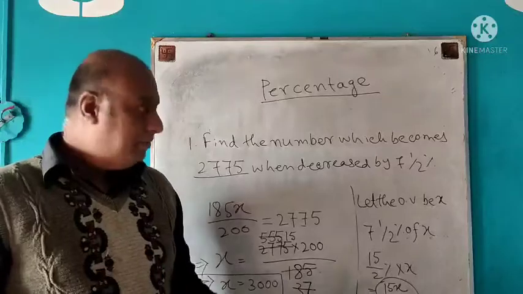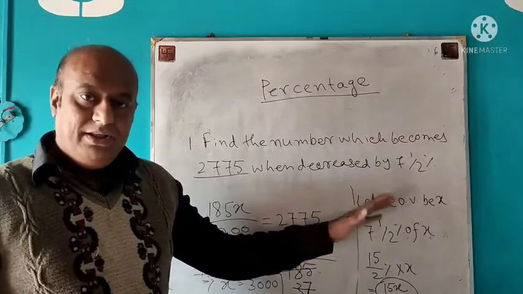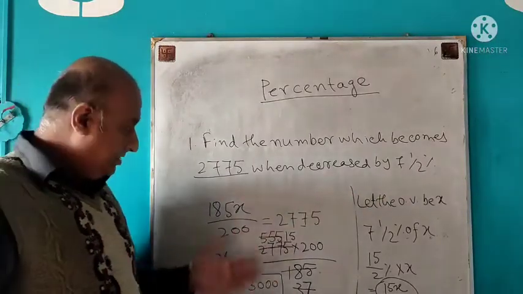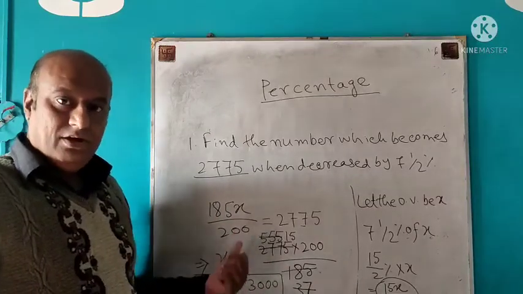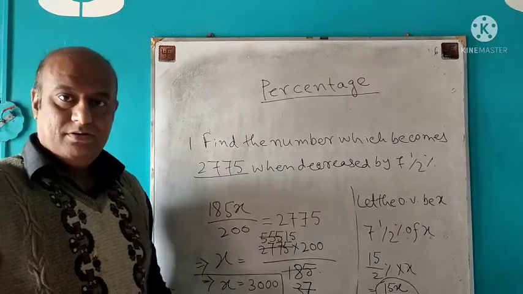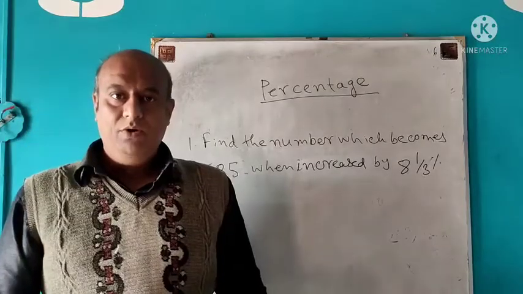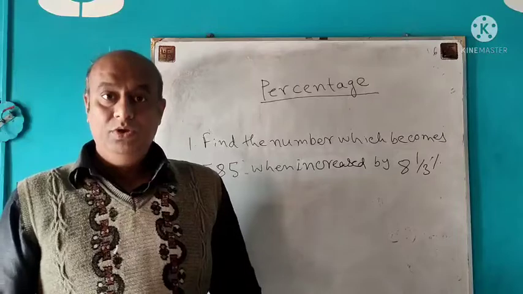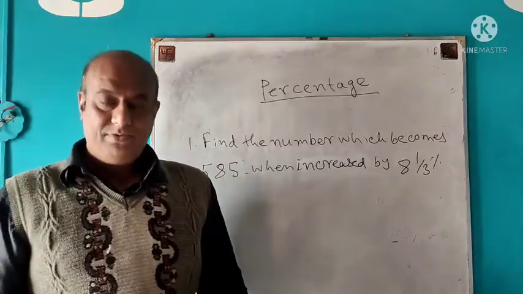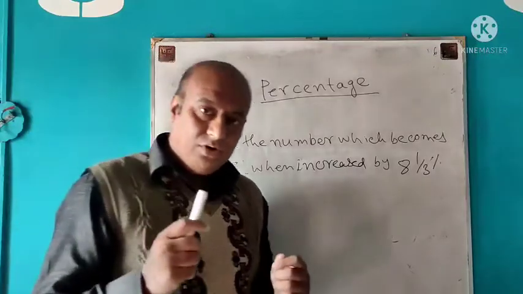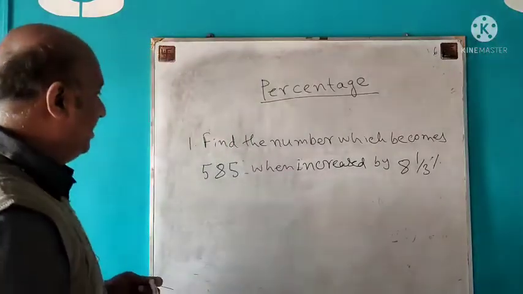So after calculation, we have got x as 3000. Those who are comfortable in calculating with x can follow this process and easily find out the value of the original number. Now let me quickly show you another process by which you can do a similar type of sum. For showing this I have taken another example.